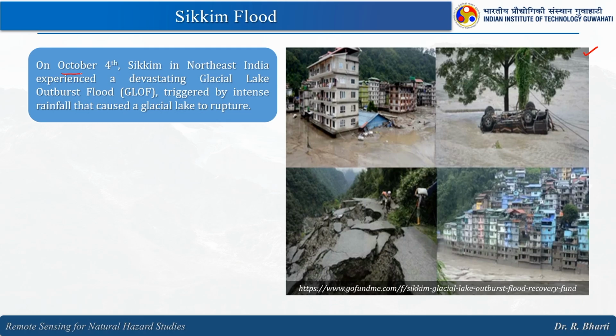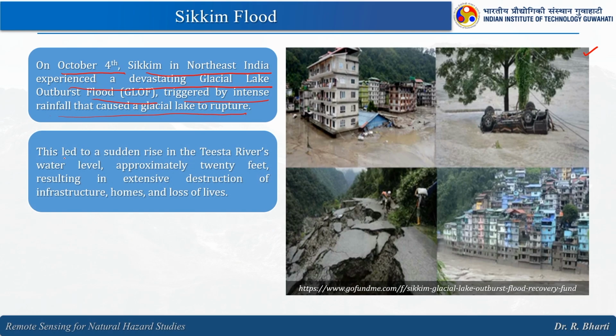So, on October 4th, Sikkim in northeast India experienced a devastating glacial lake outburst flood triggered by intense rainfall that caused a glacial lake to rupture, right. This led to a sudden rise in the Tista river's water level, approximately 20 feet, resulting in extensive destruction of the infrastructure, homes and loss of lives.